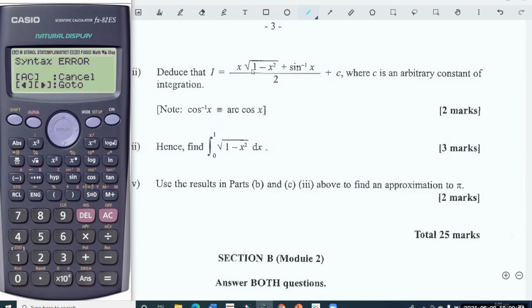Plugging in 1 right here, 1 minus 1 is 0. 1 times 0 is 0, plus sine inverse of 1. Why did it not give me sine inverse of 1? Then divide that by 2. Yeah, pi by 4. So when we plug in 1, we get pi by 4.